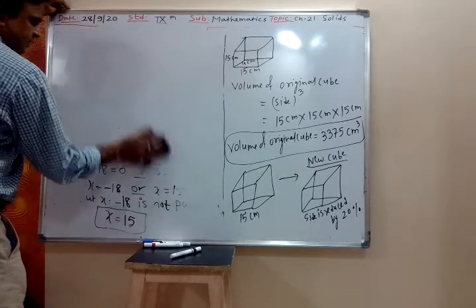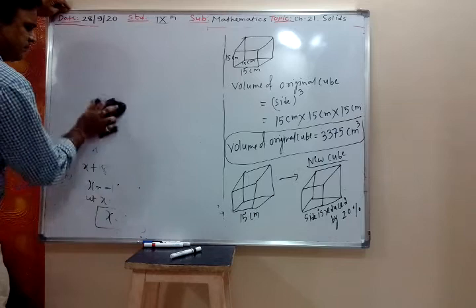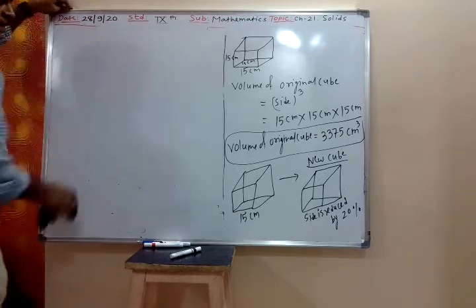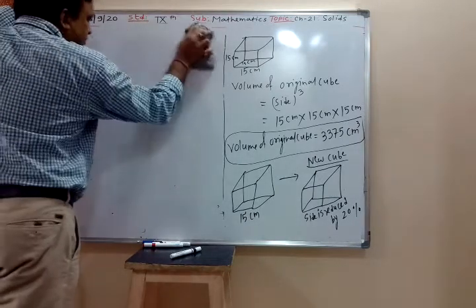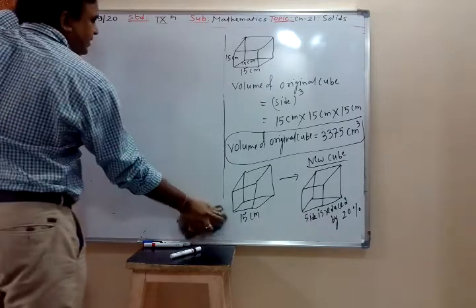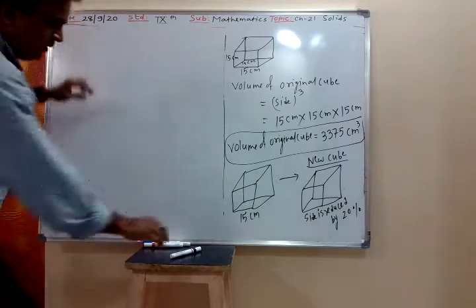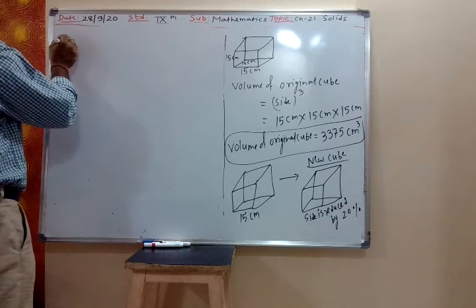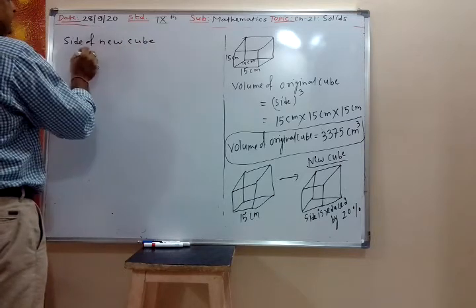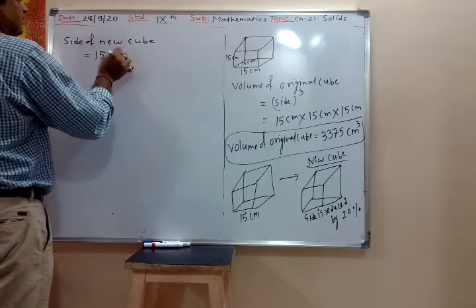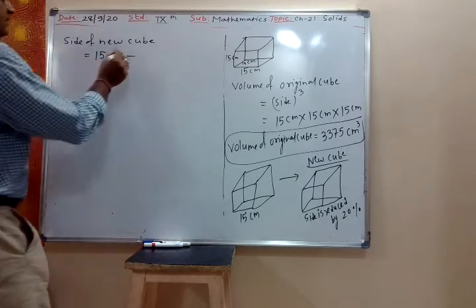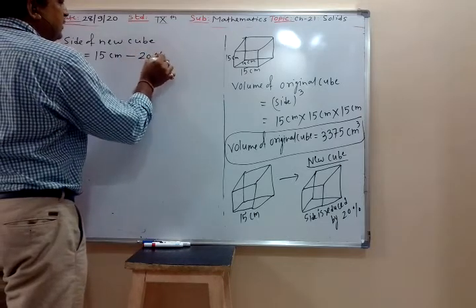So first we find the side of the new cube. What will be the side of the new cube? That we have to find first. Then only we can find the volume. So the original cube having side 15 centimeter is reduced by 20%. So side of new cube is 15 centimeter minus 20% of 15.